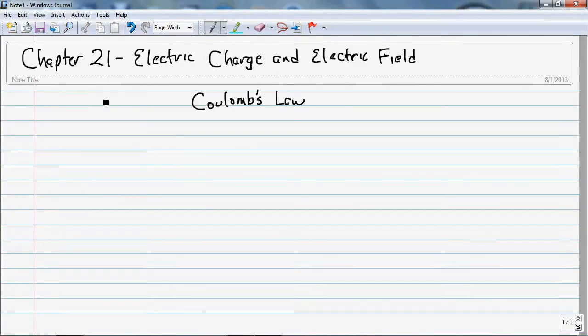Now we're ready to look at some laws that will help us to solve problems. The one law that we're going to start out with is Coulomb's law, named after Mr. Coulomb, who did a lot of research with regard to the different charges. So the first thing we need to define is the magnitude of an elemental charge.